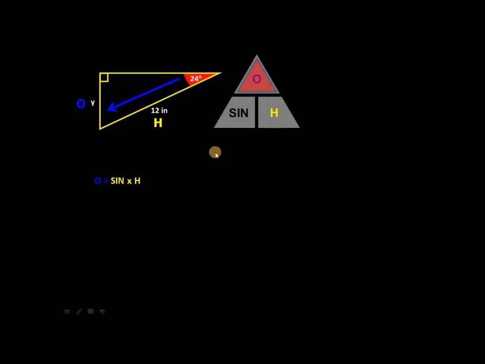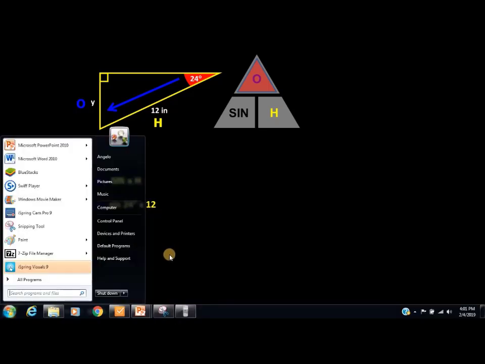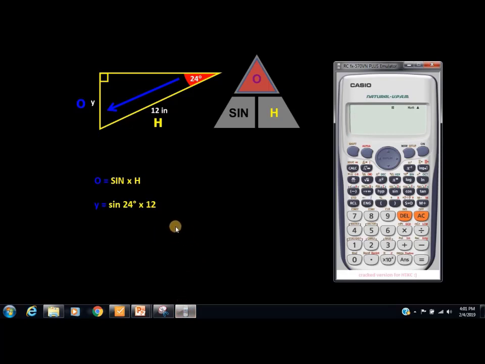Here is the law. We now replace the numbers in the question into this law. 12 goes to H, and we must put 24 degrees with sine. This is what we get. We now use a calculator to get the answer. So start with sine, and then 24, close the bracket, remember, multiply by 12, press equals.